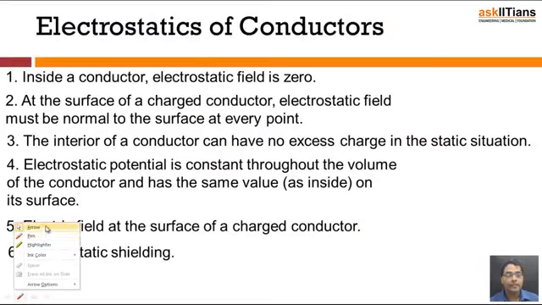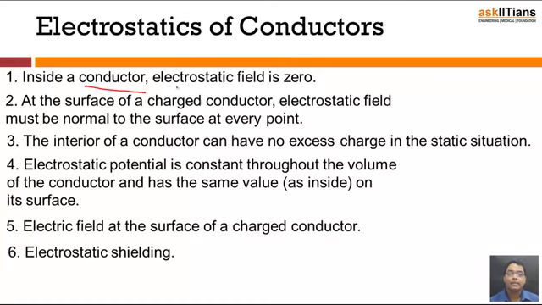So when we talk about the electrostatics of conductors, within a particular conductor, the electrostatic field, please understand it's not the electric field, we are talking about the electrostatic field here, that is going to be 0 because it's an equipotential surface. On the surface of a charged conductor, the electrostatic field must be normal to the surface. For instance, if I say that this is my conductor, then the electrostatic field has to be always like this, okay, and the potential is going to be tangential. So the electrostatic field has to be normal to the surface at every particular point.